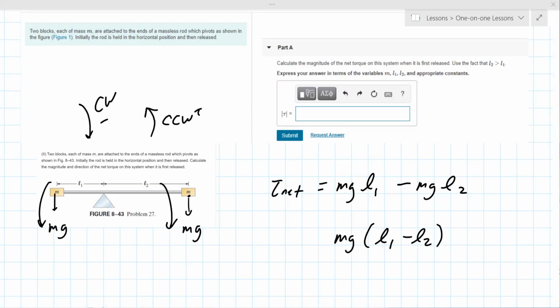Alrighty, let me get these down. Minus mg L2. Be sure to use all given information to derive a positive expression for the magnitude of the net torque. What does that even mean? Are you saying what I provided you is not correct?